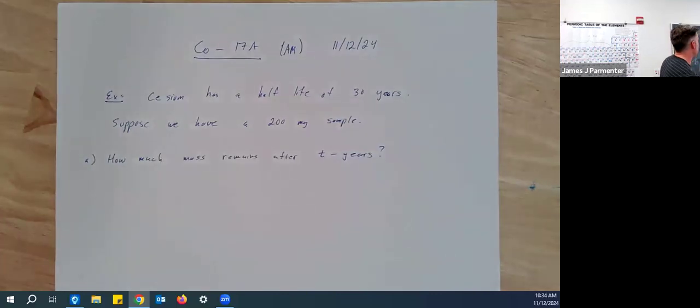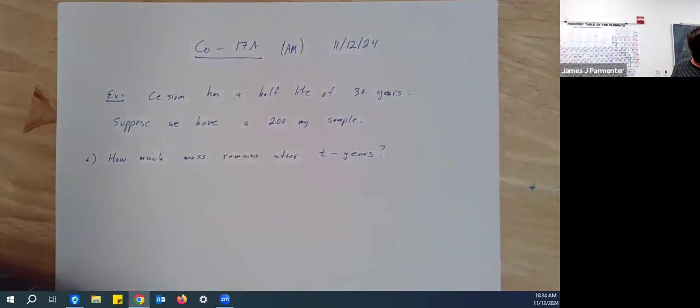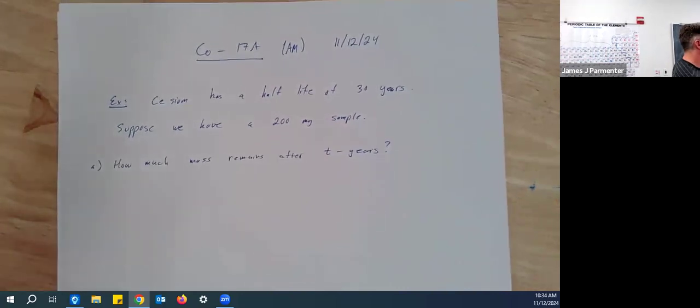Let's get started. So let's talk about some exponential growth and decay for a second. Here's an example of a question you might see. Cesium has a half-life of 30 years. Suppose we have a 200 milligram sample. How much mass remains after t years? So this is kind of a question that you might see.